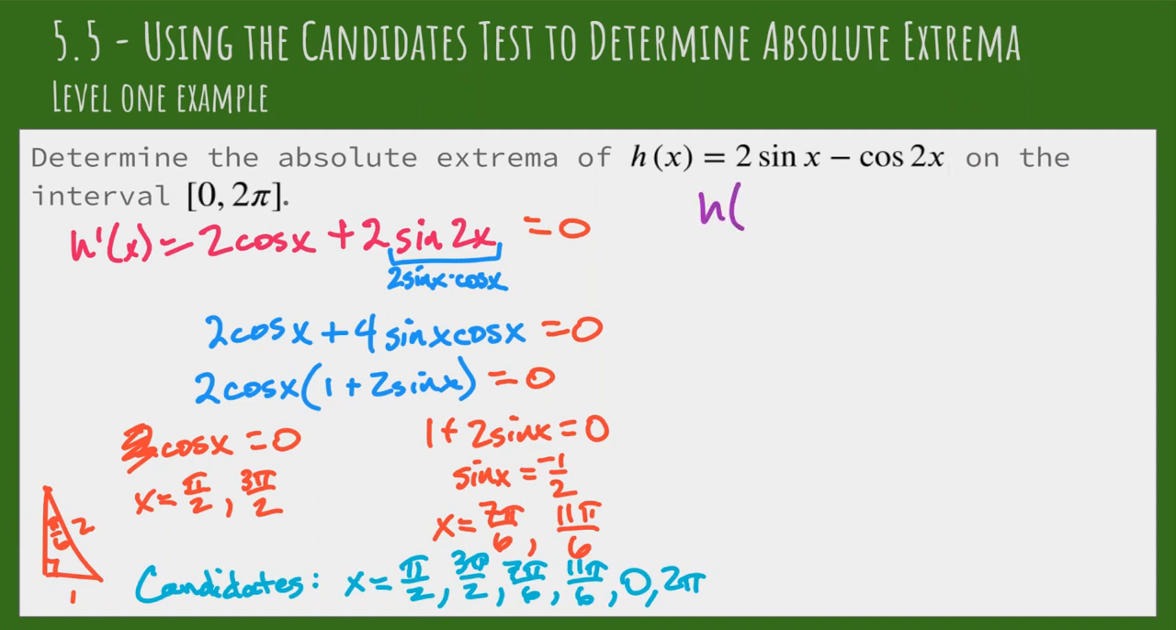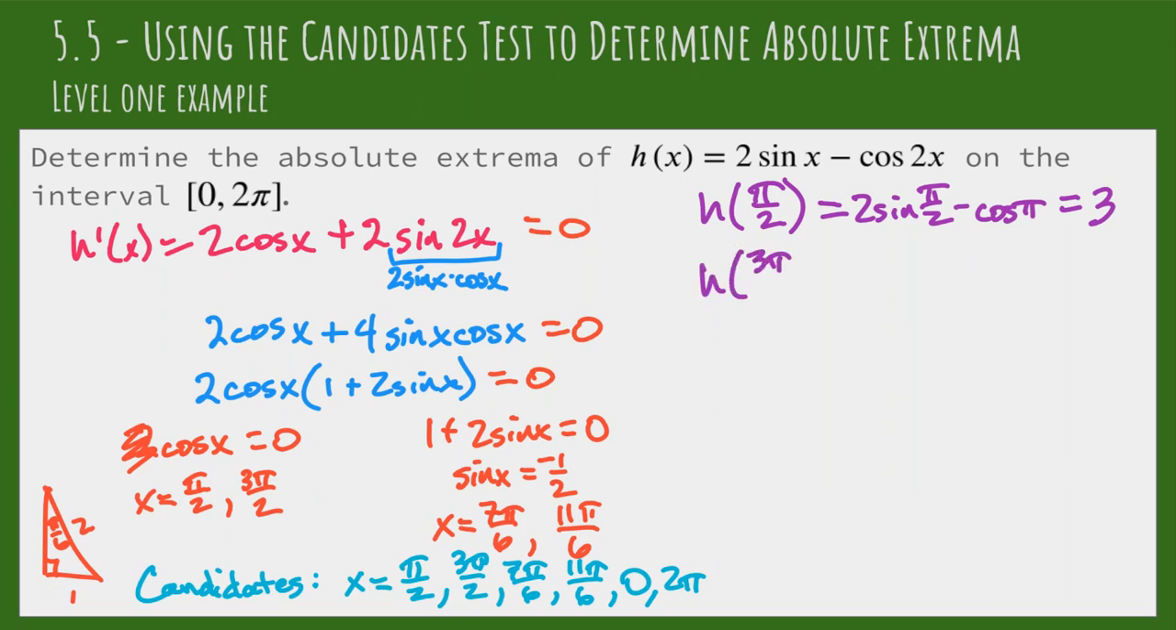So h of, let's just go in order here, h of pi over 2. So remember, we're plugging into h of x here. So we have 2 sine of pi over 2 minus cosine of pi. Sine of pi over 2 is 1, so that's going to be 2, minus cosine of pi. Cosine of pi is negative 1, so that's going to give us 3.